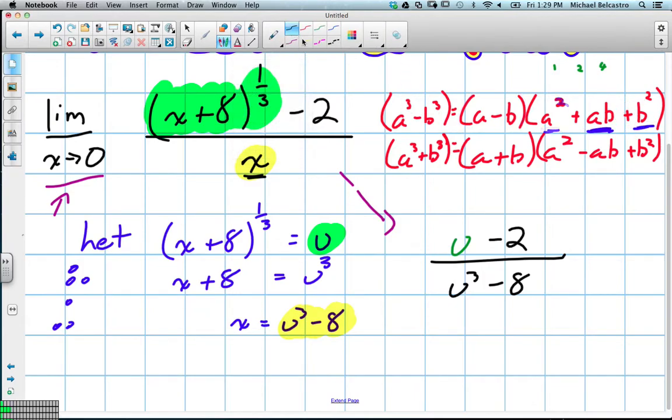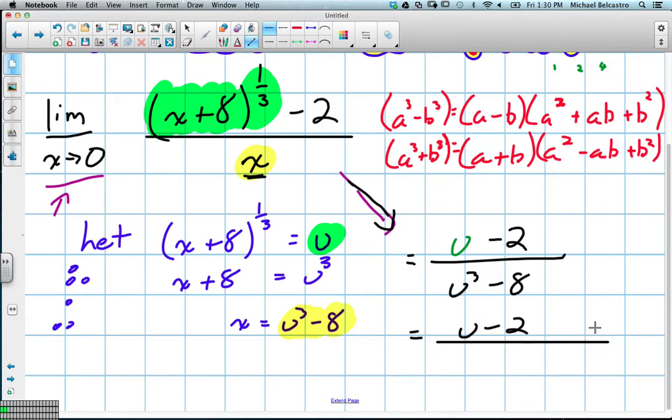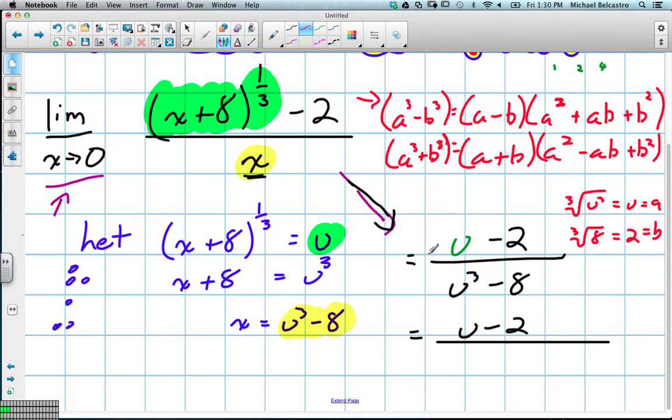This can be confusing to look at. I'm putting equal signs here because we're not really in our limit right now. I'm just simplifying over on the side. I'm going to keep the u minus 2 on top. And when we factor a difference of cubes, I know the cube root of u cubed is just u, and I know the cube root of the value of 8 is 2. So that's going to be our a and our b in this factored form.